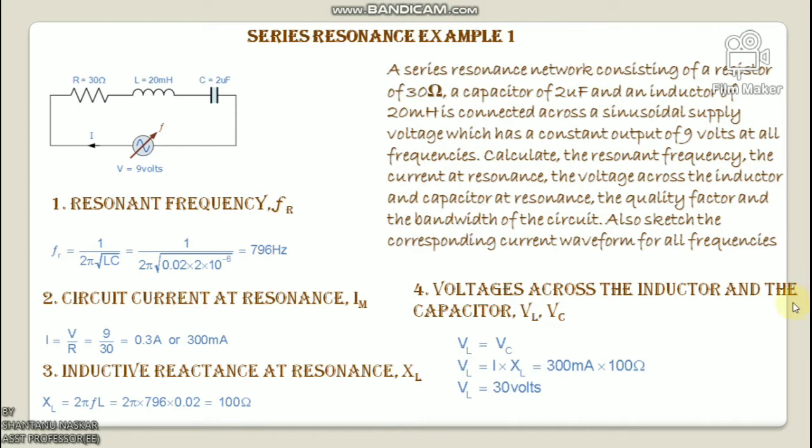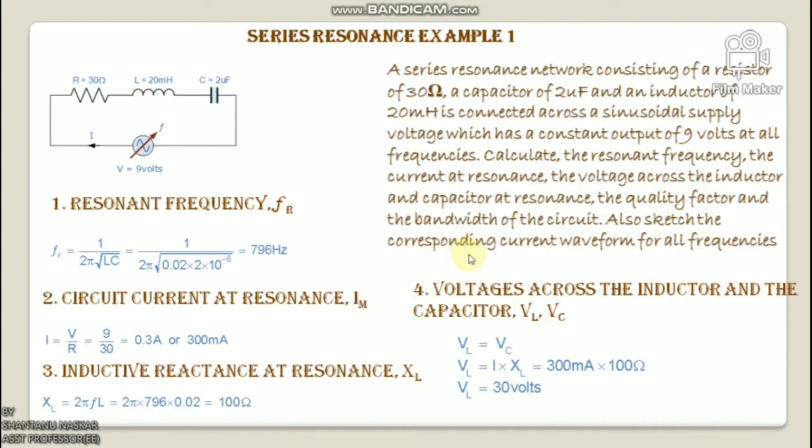So let us discuss the first example, mathematics of series resonance. The question is: a series resonance network consisting of a resistor of 30 ohm, a capacitor of 2 microfarad and an inductor of 20 millihenry is connected across a sinusoidal supply voltage which has a constant output of 9 volts at all frequencies. Calculate the resonant frequency, the current at resonance, the voltage across the inductor and capacitor at resonance, the quality factor and the bandwidth of the circuit. Also sketch the corresponding current waveform for all frequencies.